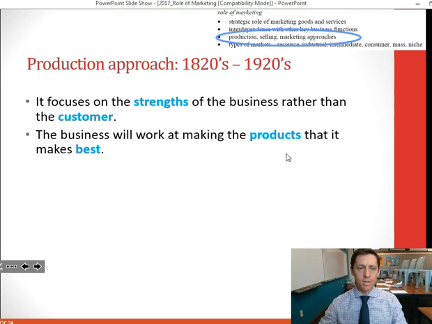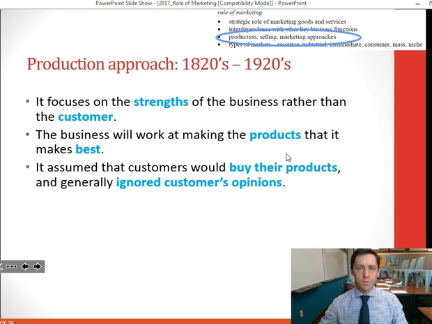They were just almost a byproduct. So the business was working at producing products that it could make best. And again, if you think about Henry Ford, he was making motor vehicles because that was the thing that he could do best. It assumed customers would buy their products and generally ignored the opinions of their customers. Henry Ford's slogan, "You can have any colour you want of our Model T Ford as long as that colour is black," fits that down to a T.